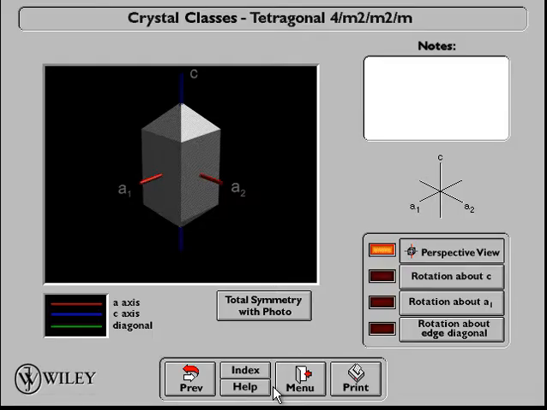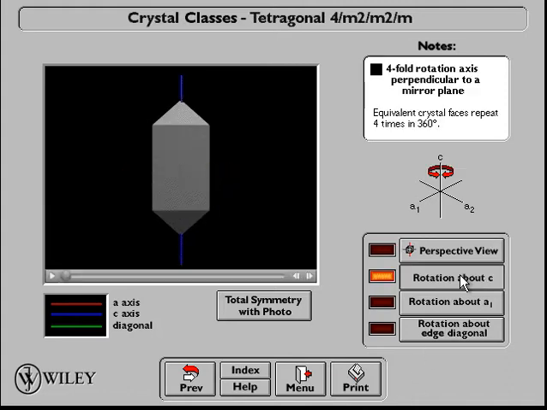Now we are clicking the screen to return. So now we are making a rotation about C. Then I will show you the fourfold rotation axis perpendicular to the mirror plane. So equivalent crystal faces repeat 4 times in 360 degrees. We are clicking here 1 time, 2 times, 3 times, 4 times. And then we have here a mirror plane, and here from this side. So that was the rotation about C.